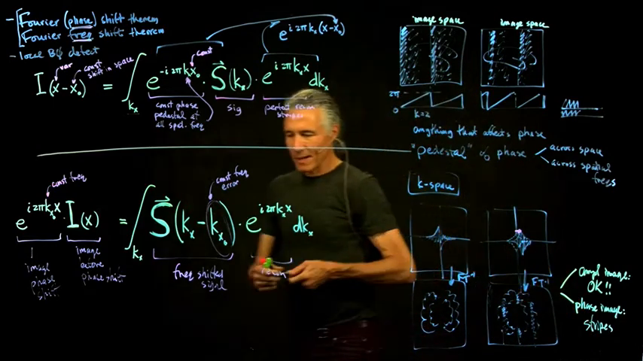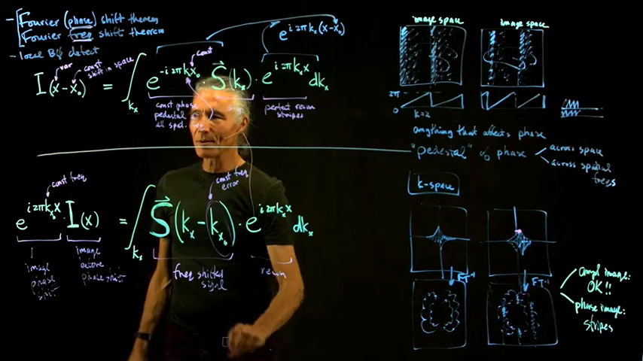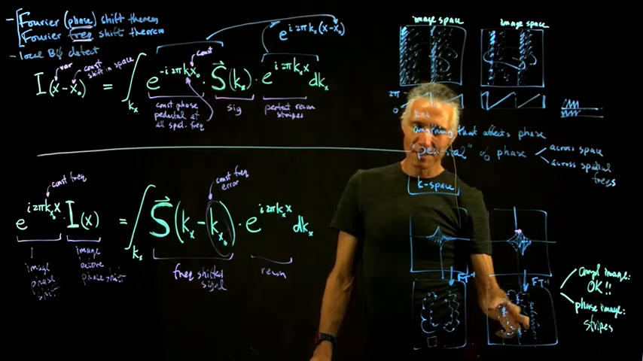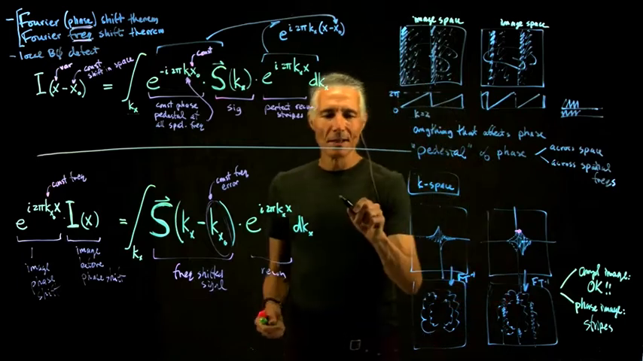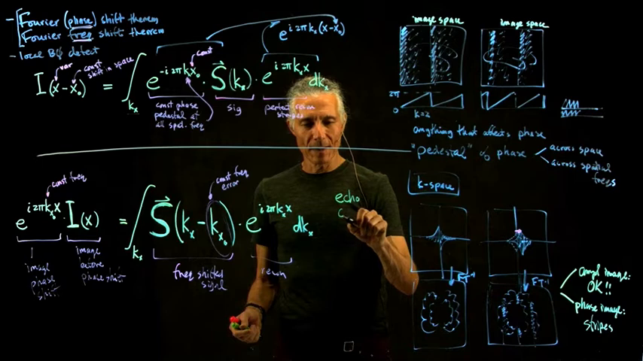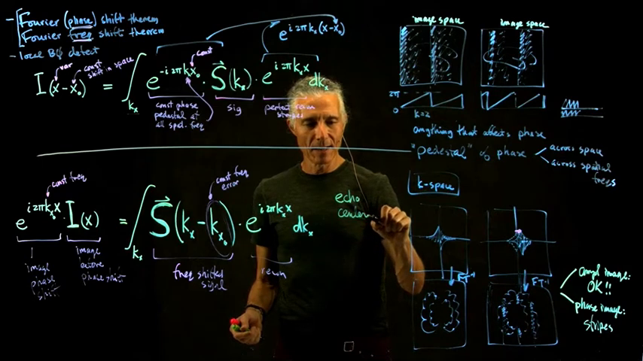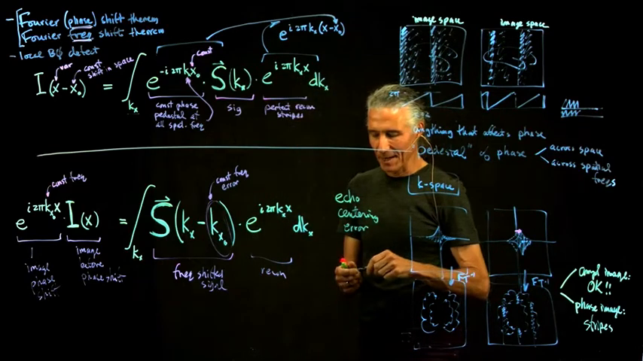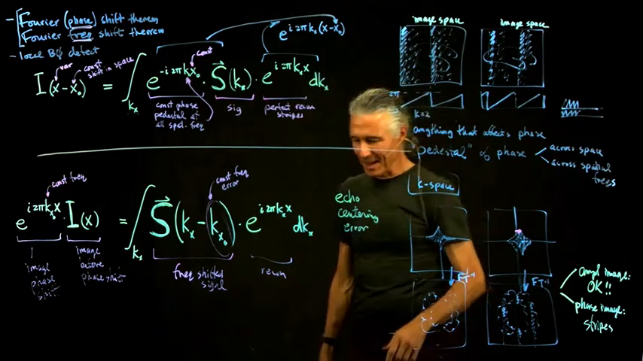If you look at the cover of Buxton's book, he's got a picture of this. So this would be called, if you're thinking of it in terms of MRI, an echo centering error. So we somehow screwed up the echo and just moved the echo off to the side. So that's the most amazing thing.